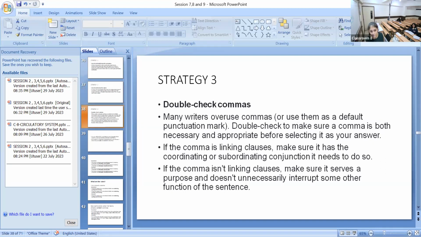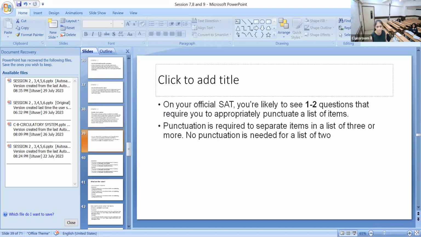Double check the commas. Overuse of commas unnecessarily should not be there. Use them only when they are linking the clauses, or with a coordinating or subordinating conjunction, FANBOYS and all that stuff. Okay, that's all.